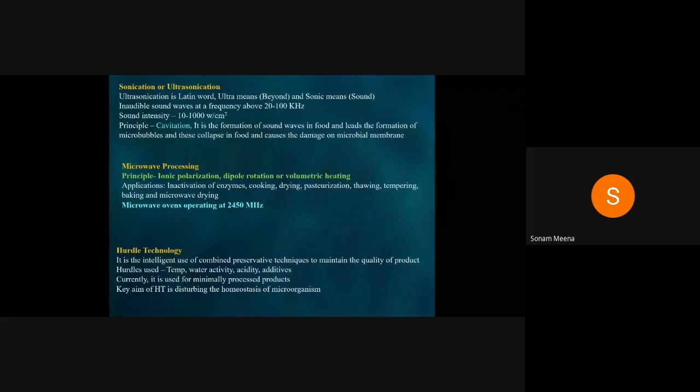This point is important. And hurdle technology means it is the intelligent combination of preservative techniques to maintain the quality of the products, like temperature, water activity, acidity, additives used as the hurdles. So currently it is used for minimally processed products. Means packing of fruits and vegetables, we can store for longer time. This technology is used.